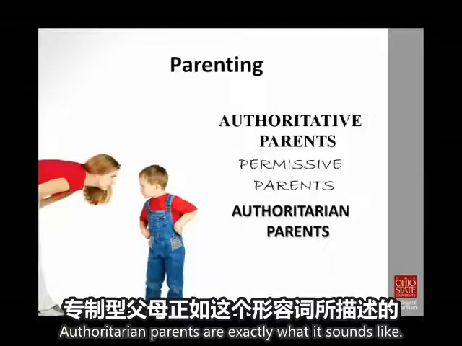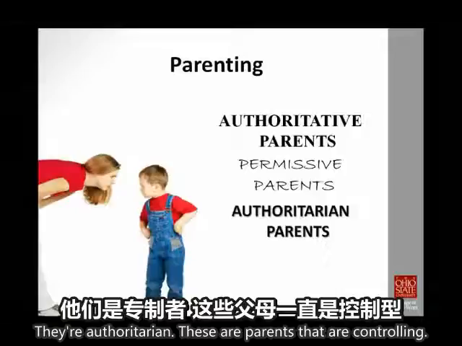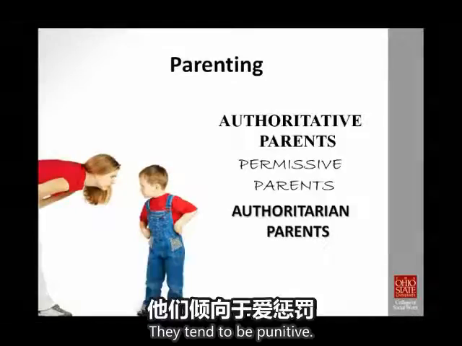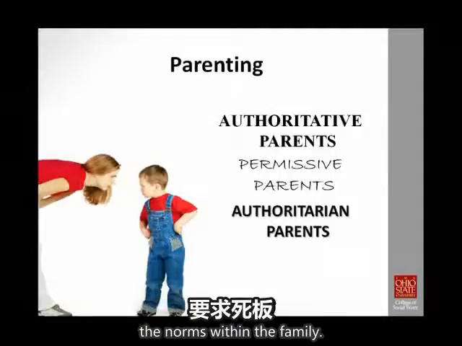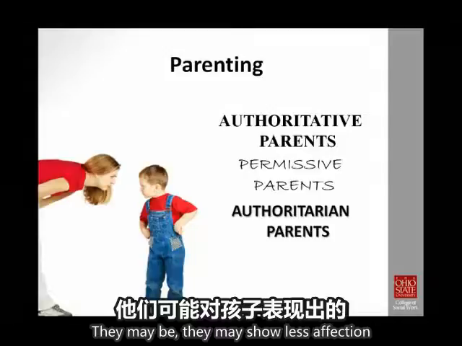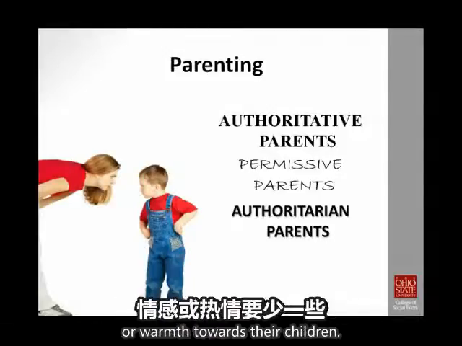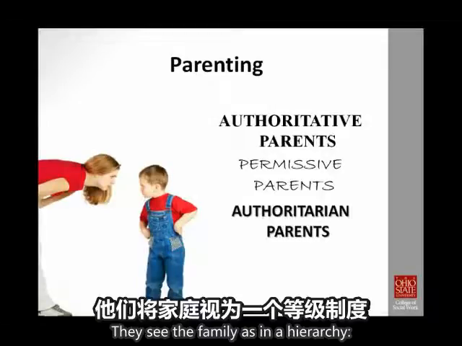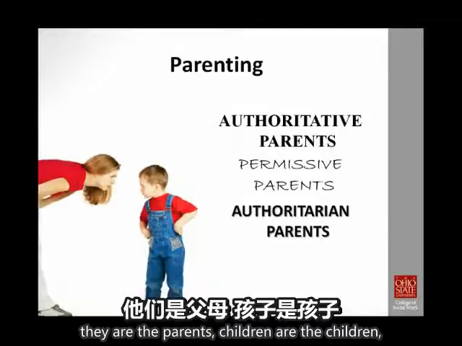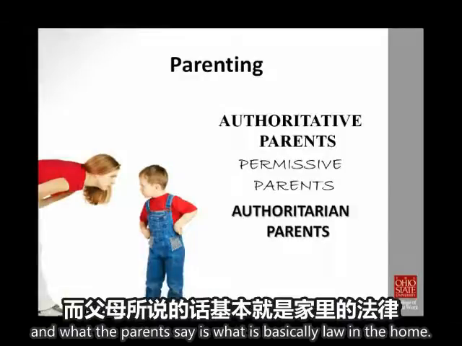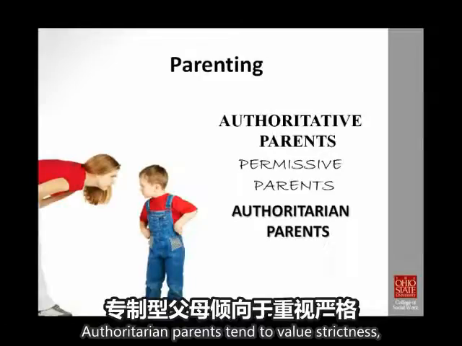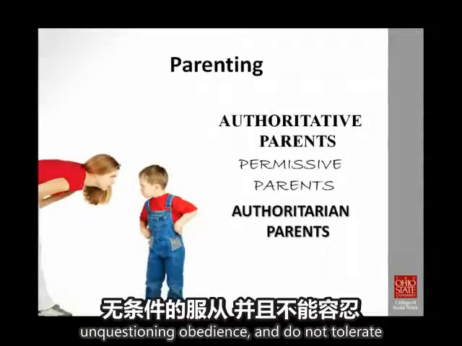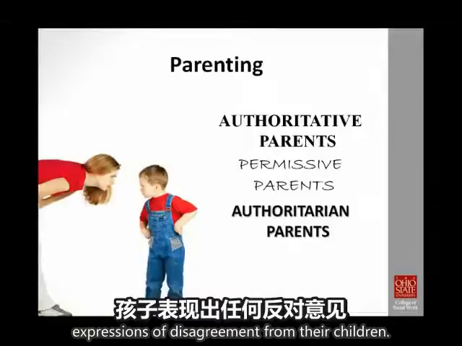Authoritarian parents are exactly what it sounds like. They're authoritarian. These are parents that are controlling. They tend to be punitive. They tend to be rigid about the rules, the norms within the family. They may show less affection or warmth towards their children. They see the family as in a hierarchy. They are the parents, children are the children, and what the parents say is what is basically law in the home. Authoritarian parents tend to value strictness, unquestioning obedience, and do not tolerate expressions of disagreement from their children.